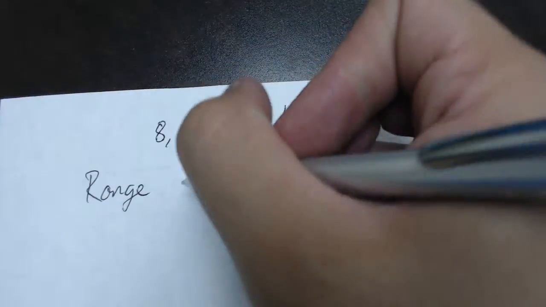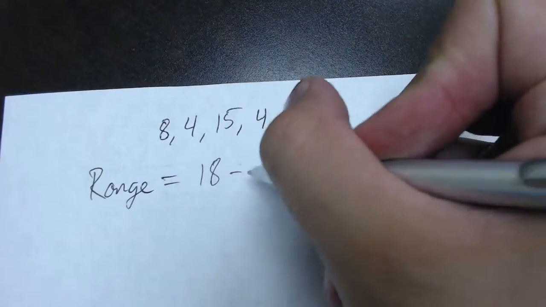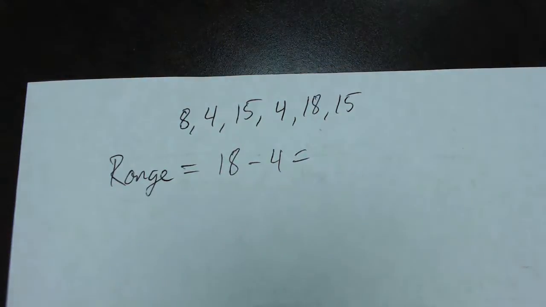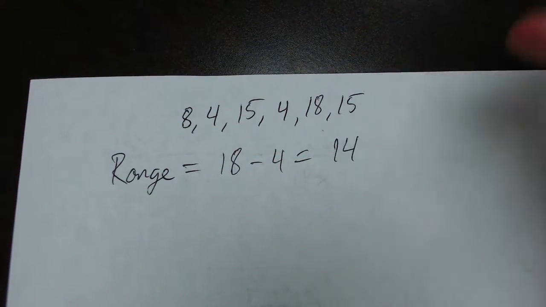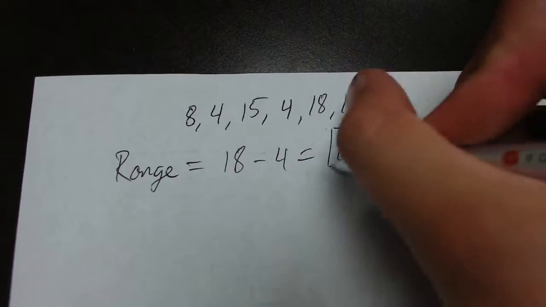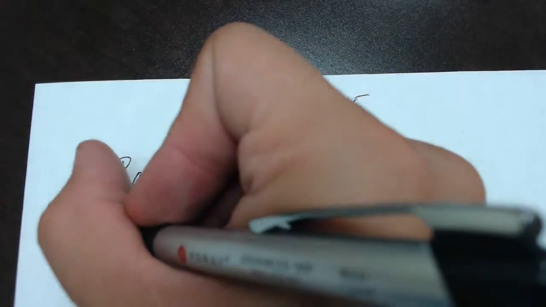So to find the range, I take the biggest number, which is 18, and I subtract the lowest number. What do I get? 14. So my range is equal to 14. Now let's talk about my median.